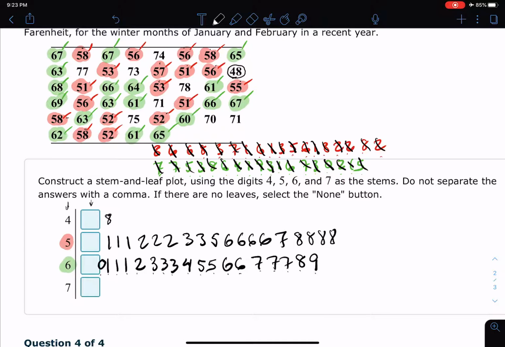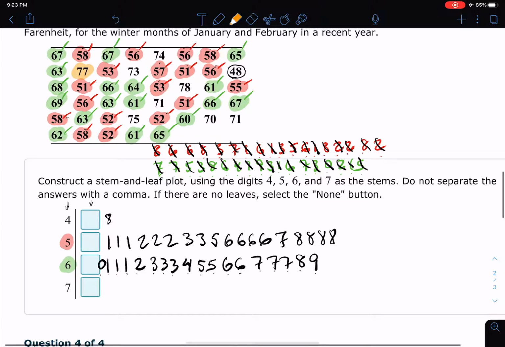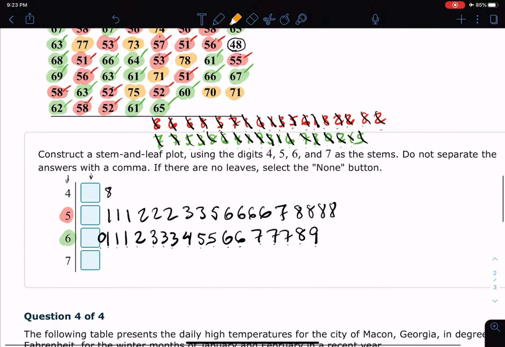Let me just go ahead and continue with our work here. I will use this golden color. There's our 7s. One, two, three, four, five, 6. And of course I'm missing a couple more because I'm blind. There we go. That I believe is all of them. Let's go ahead and write that down and then we'll put them in order.